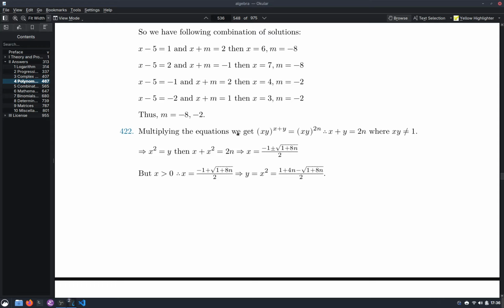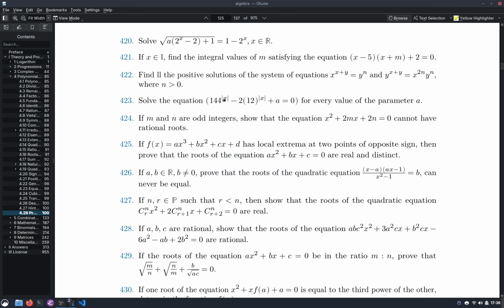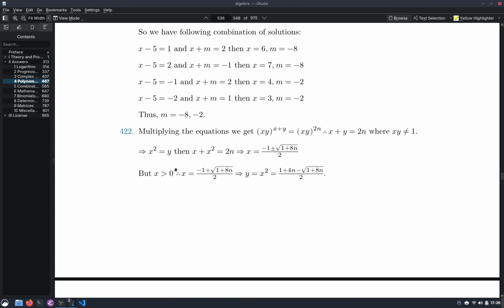So we have that, which implies that x square is equal to y. Then x plus x square is equal to 2n. So we have got x is equal to minus 1 plus minus square root of 1 plus 8n, by 2. But x is greater than 0. Alright, so x is greater than 0. So x is minus 1 plus square root of 1 plus 8n, by 2. That means y is equal to x square, that is 1 plus 4n minus square root of 1 plus 8n, by 2.